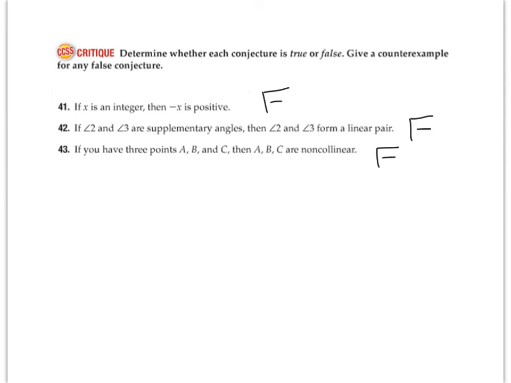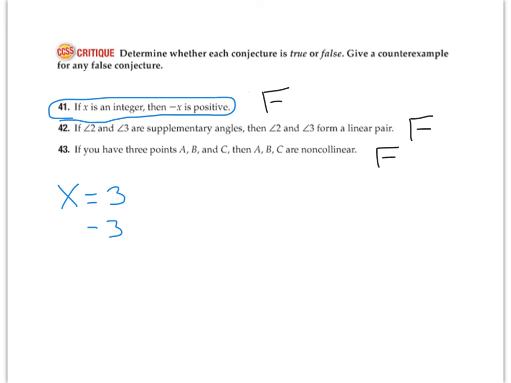Okay, you should have found that the first one is false. For example, if x is an integer, then negative x is positive. The easiest one to do would be, what if x were 3? If x is 3, then negative x would be negative 3, and that's not positive. So this inductive reasoning right here is false. It's not true. Number 42 is also false.